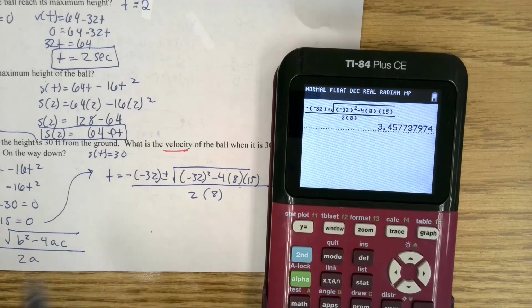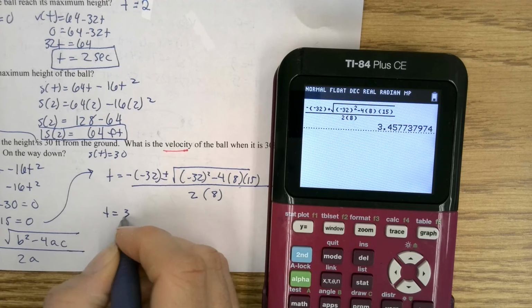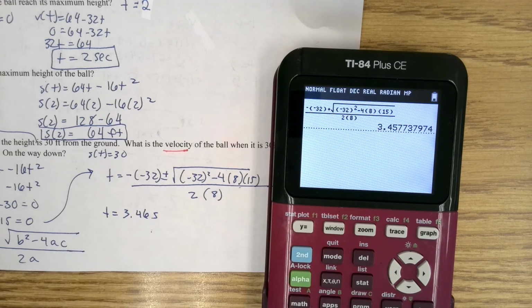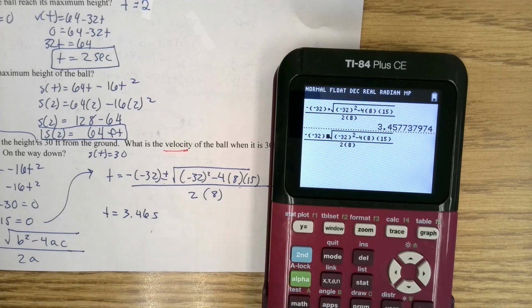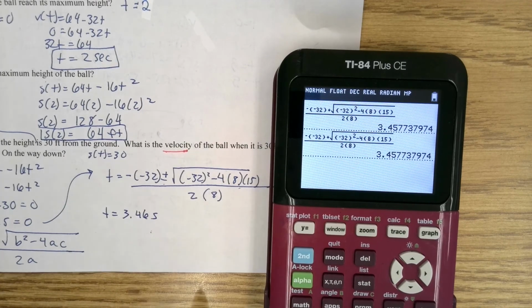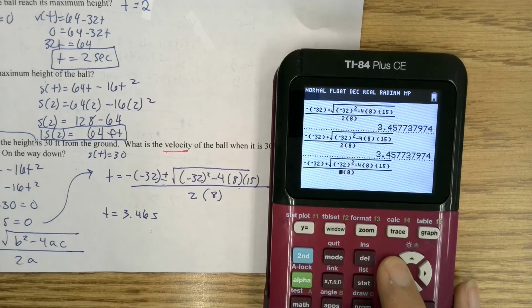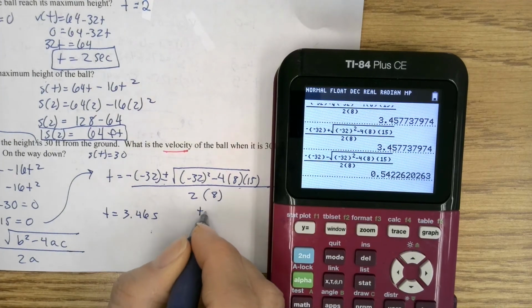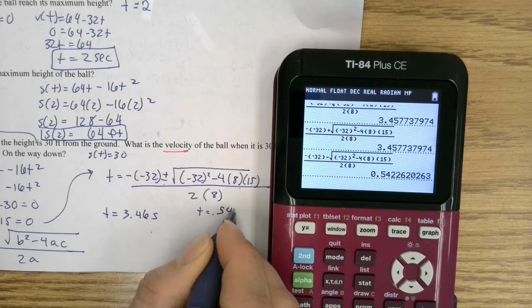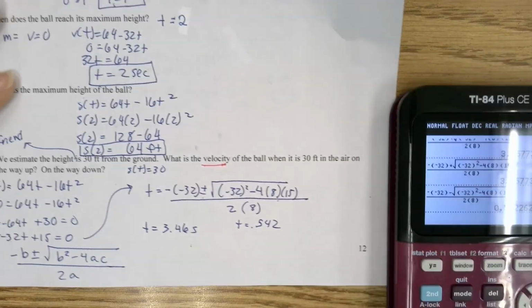And our first answer that we get is 3.46 seconds. And then I'm going to go ahead and find my second answer, which is the same exact quadratic formula, but it's the minus version instead. So, well, it would help to change the plus sign to a minus. So I'm just going to override that plus sign with the minus key. And my second time value is 0.542.